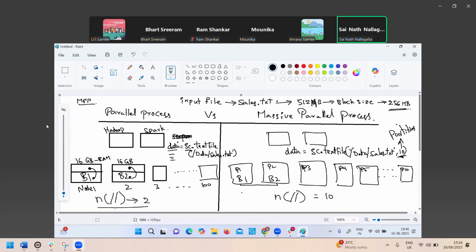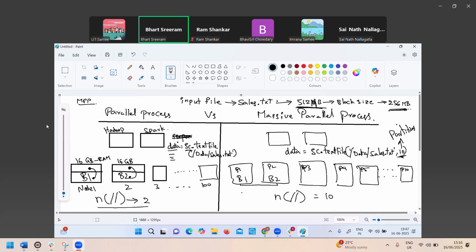All of you clear? Sir, here are we using only 2 blocks or other blocks also? No, 2 blocks only. My file has only 2 blocks. What is the file size? 512 MB. Block size? 256 MB. Then how many blocks in my file? 2 blocks. In the first case, 2 blocks. Second case also 2 blocks. But during process, I am spreading these 2 blocks into 10 pieces. 10 partitions.